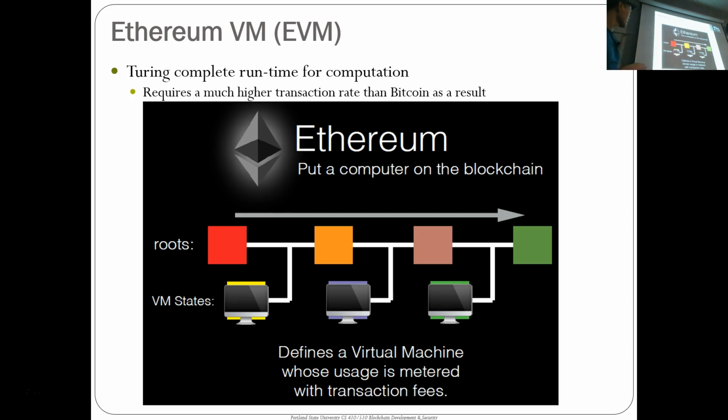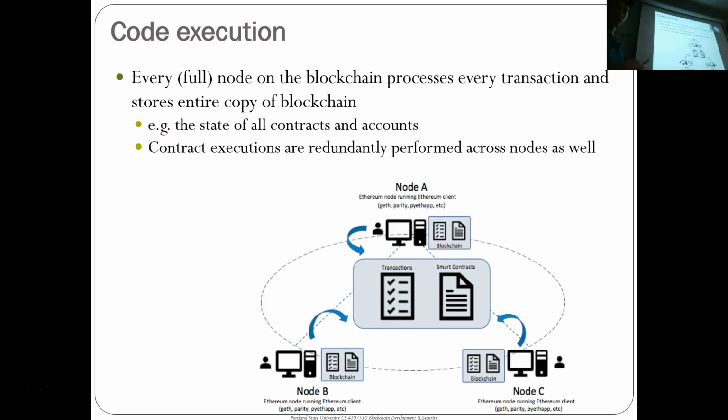So here's the idea. Instead of transactions, you're basically storing virtual machine states. It's a tiny virtual machine, but it's still virtual machine state. And then the transactions are basically metered, to limit the amount of computation that a full node has to do, because you don't want the nodes implementing Ethereum to fall over because they don't have the resources to implement what they're being asked to.